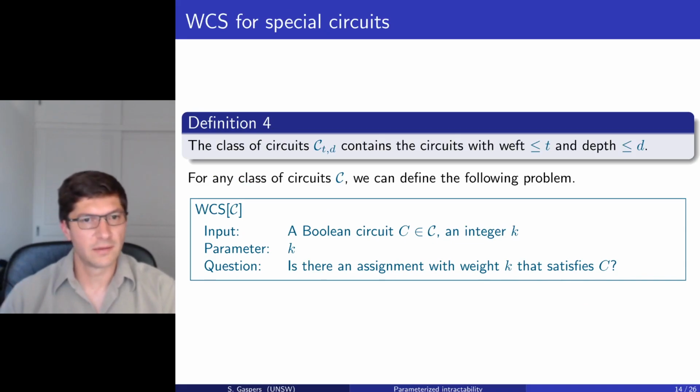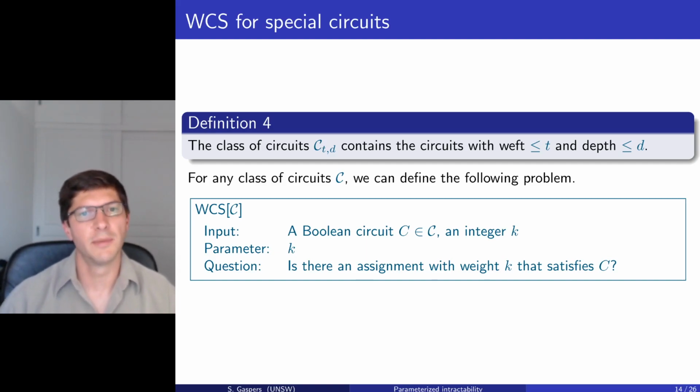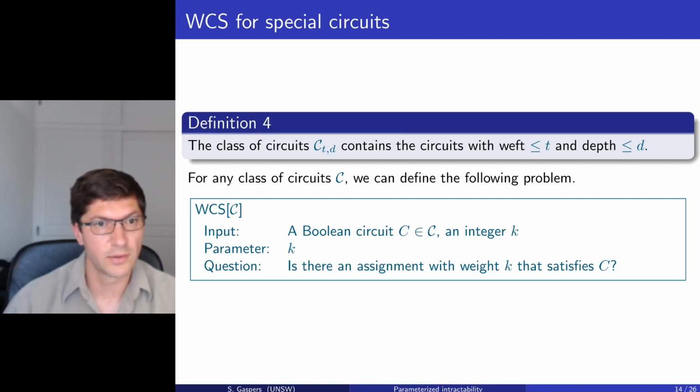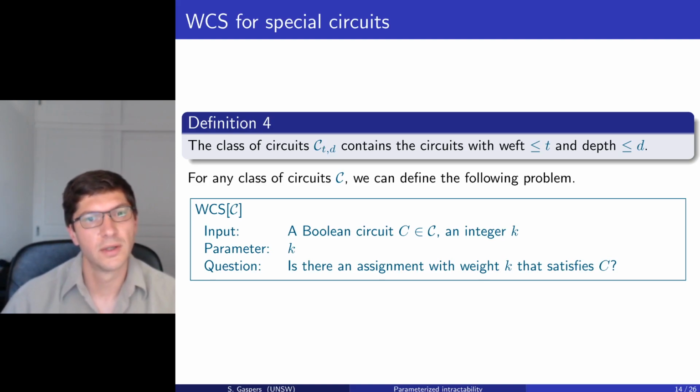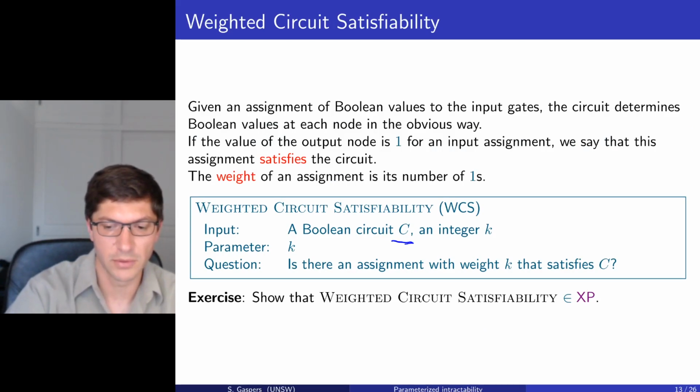Now we're going to look at special cases of this problem. Namely, we're going to restrict the input circuit to some class of circuits. And which classes are we looking at? Well, we are going to restrict the depth and the weft of the circuits. So the class of circuits, calligraphic C sub t,d, is the circuits with weft at most t and depth at most d. Now we can define the weighted circuit satisfiability problem for any class of circuits. So instead of having an arbitrary Boolean circuit as an input, we have a Boolean circuit from this class in our input, and the rest of the problem is the same. The only thing we did here is to restrict which Boolean circuits we can have in our input.